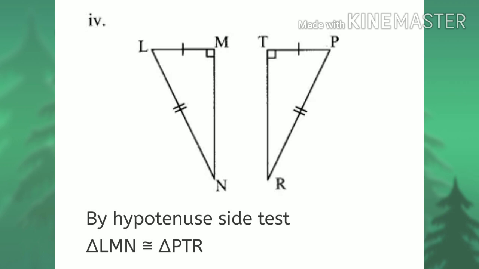Next, number 4. Observe here, the two triangles are LMN and PTR. These two triangles are right angle triangles. Observe the side opposite to right angle, LN and PR. They are hypotenuse, and hypotenuses are given to you congruent by identical mark, and side LM is congruent to side TP is given by identical mark. So here these two triangles LMN and PTR are congruent by hypotenuse side test of congruency.